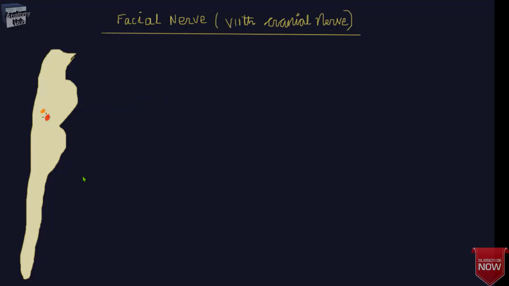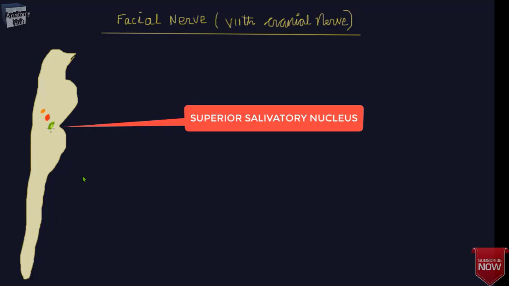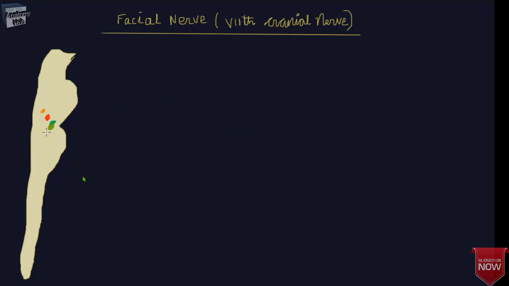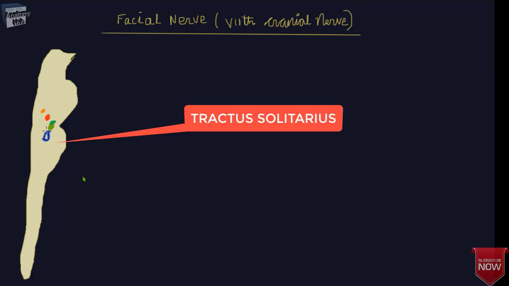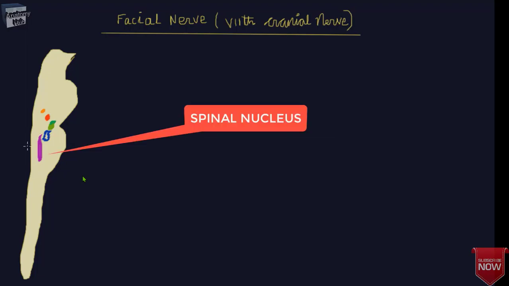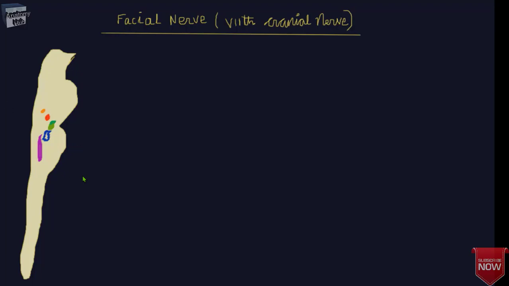after that here you will find the superior salivatory nucleus. The superior salivatory nucleus actually conveys the parasympathetic pathway, and here you will find the lacrimatory nucleus above that. Then at this point we will find the nucleus of tractus solitarius for the taste sensations, special sensory pathway, and here you will find the spinal nucleus for the touch, pain, temperature carried by the facial nerve.